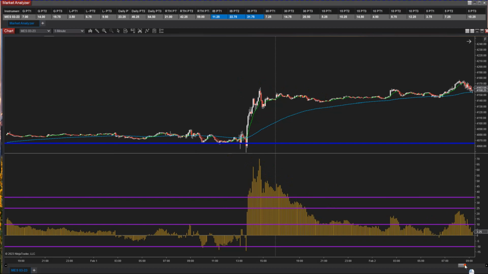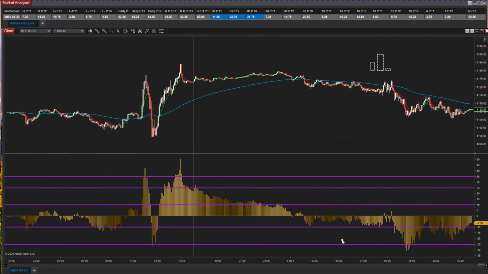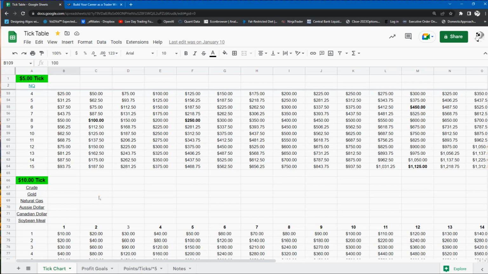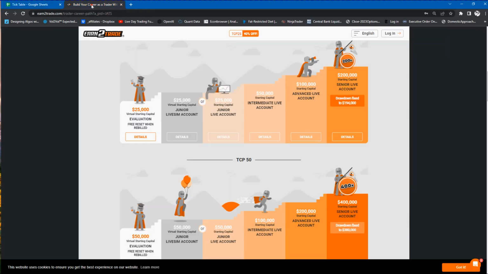So put the price oscillator on the chart and let me show you if you're looking for a funding plan. Go over to, well, I have a tick chart. There's two things. See how much risk you're allowed to trade with and how you determine that.